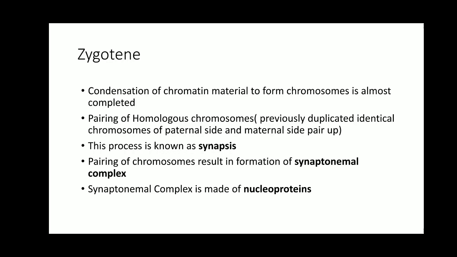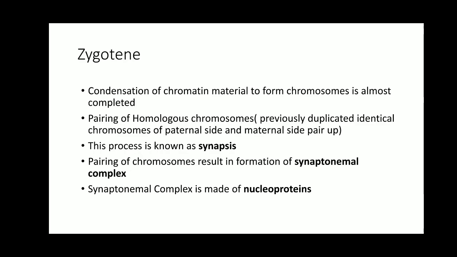Next, it is going to enter into the zygotene stage. Once again, one stage is not differentiated from the other stage by clear-cut boundaries, but based upon the specific events that are going to take place in each stage, one stage is being differentiated from the other stage. So after the chromatin fiber is condensed into the chromosome form, next, it is going to enter into the zygotene stage. So what happens in the zygotene stage?